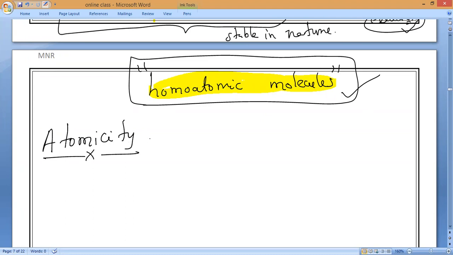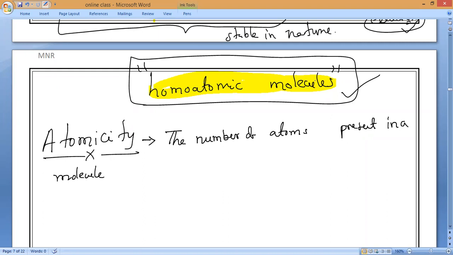So the molecules of the elements, on the basis of their atomicity, will be classified into 4 different types. Let us discuss what these 4 different types are. First, write the definition of atomicity. Atomicity will give you the number of atoms present in the molecule. The number of atoms present in a molecule is called its atomicity.